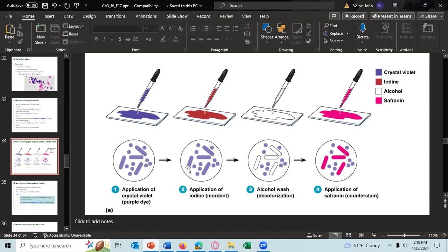And then you apply safranin, and safranin will get in the cells and color the clear cells after the decolorizing step, meaning the gram-negative cells will be stained pink by the safranin. Any question about that? And the gram-positive cells retain the crystal violet iodine complex, so they continue to be purple. You will need to know the different steps and the different colors of the cells at each step in the gram stain.